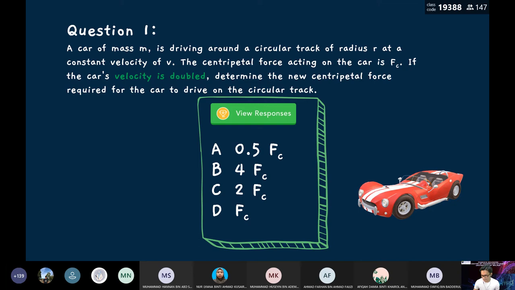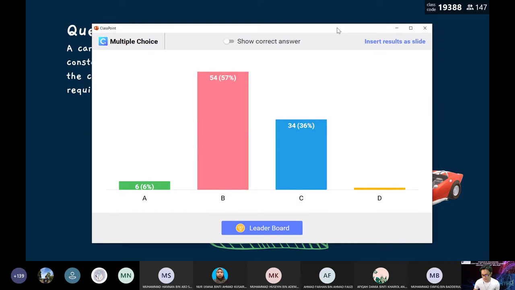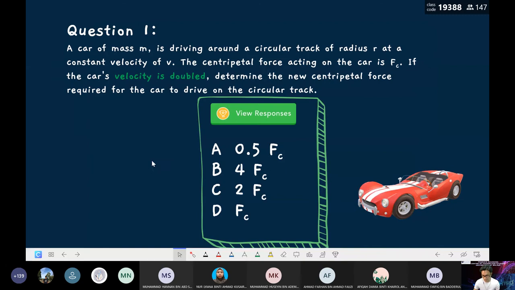Okay, so ramai yang jawab C, ada juga yang jawab A, and majority of you jawab B. Jawapan dia B. Okay, kenapa? Maybe yang C ni dia tersilap kepada kuasa 2. Okay, so cara nak jawab this question, how to tackle this kind of question, kita kena form lah kita punya formula. So dia punya solution, let me open my blackboard.